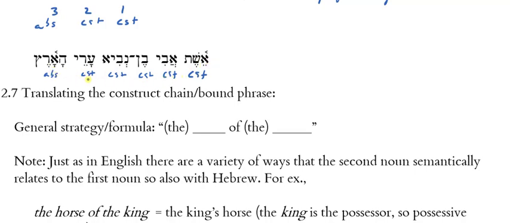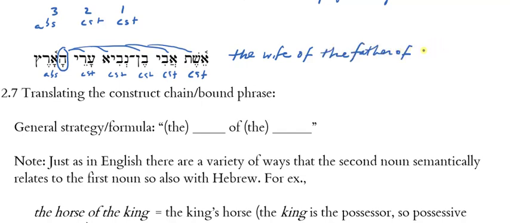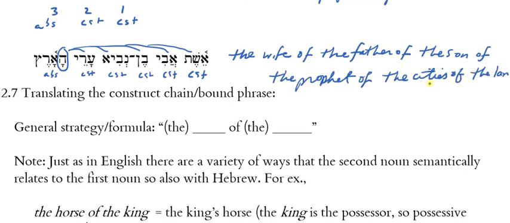Notice, all these are construct forms, and none of them can be articular. No article on Eshet, Avi, Ben, Navi, or Areh. But I do have the article on the final member, the absolute, and that makes every single one of these definite. So how am I going to translate this? The wife of, the father of, the son of, the prophet of, the cities of, the land. I could go on forever, but I didn't have the ingenuity to come up with more than that.